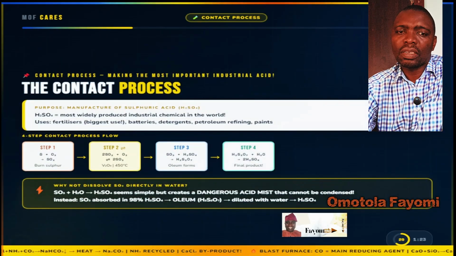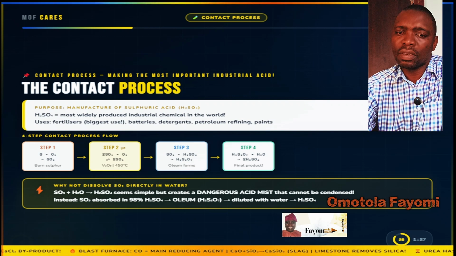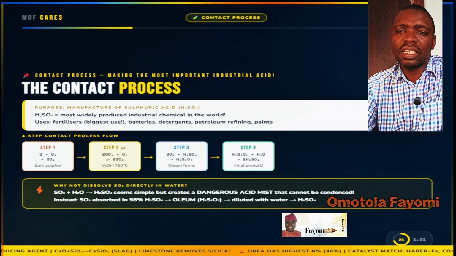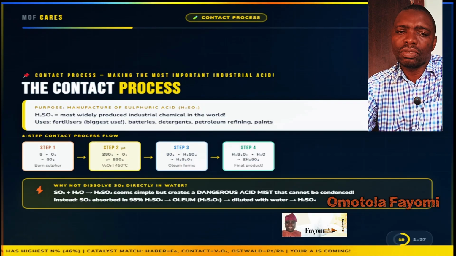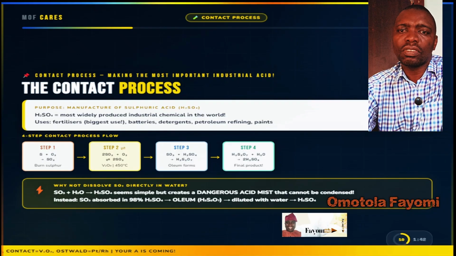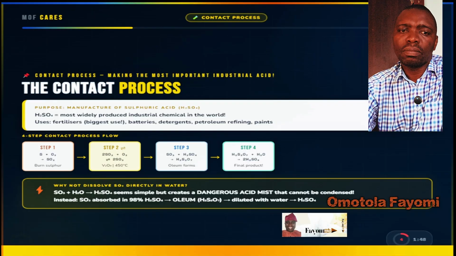The Contact process manufactures sulfuric acid, the most produced industrial chemical in the world by volume. The quantity of H2SO4 a nation produces is historically used as an indicator of its industrial development. Sulfuric acid has an extraordinary range of uses, making fertilizers by far its biggest use, converting insoluble phosphate rock to soluble superphosphate, car batteries, synthetic detergents, petroleum refining, dyes, and paints.